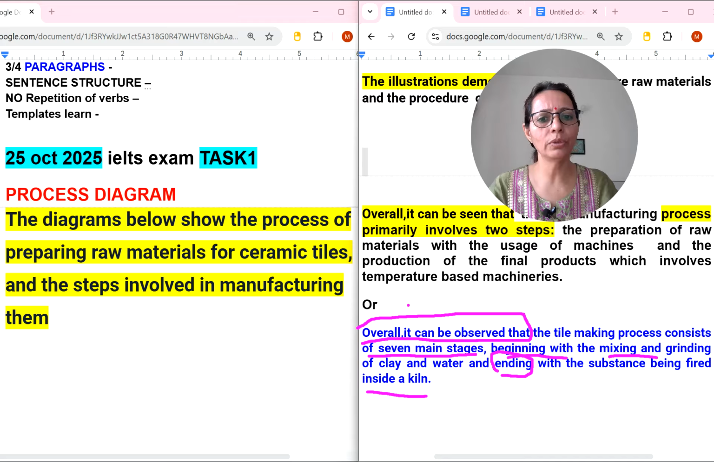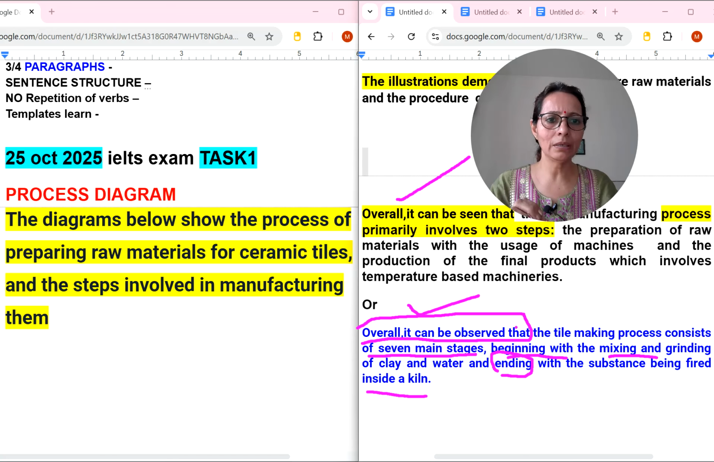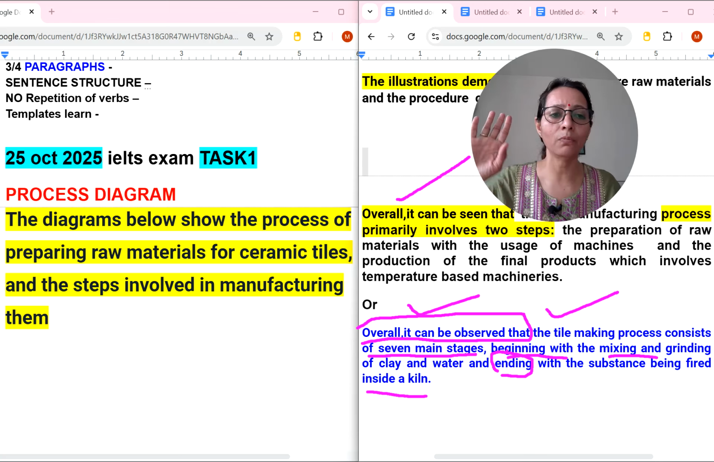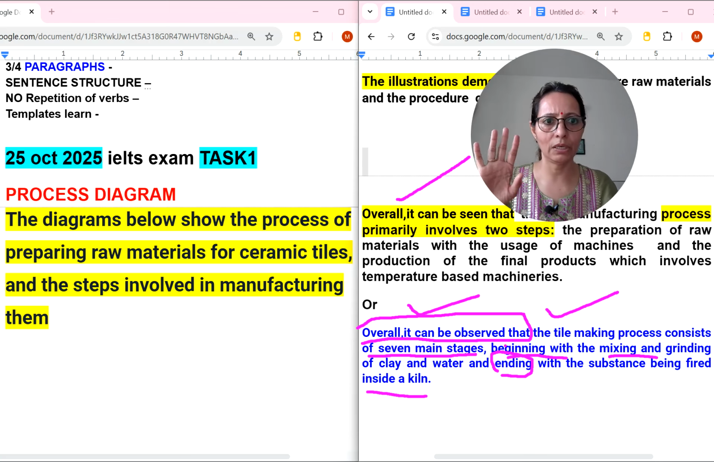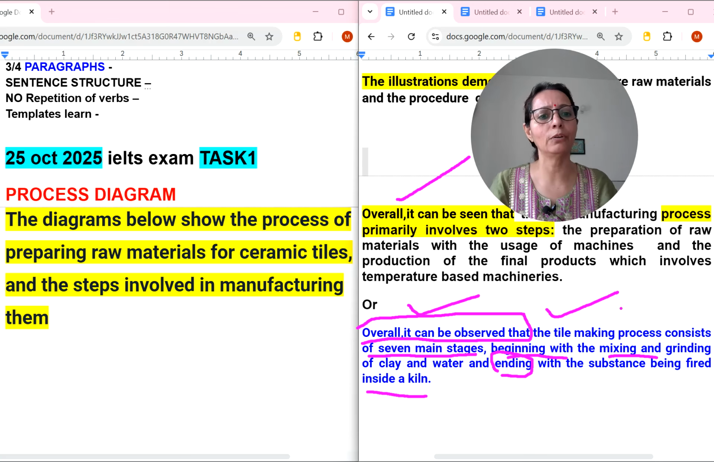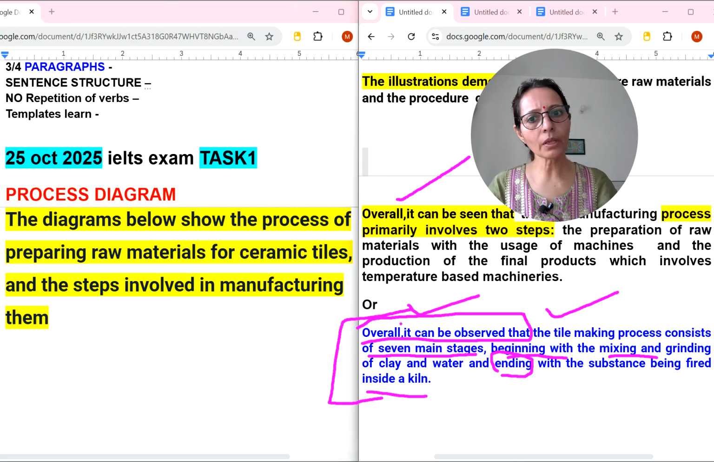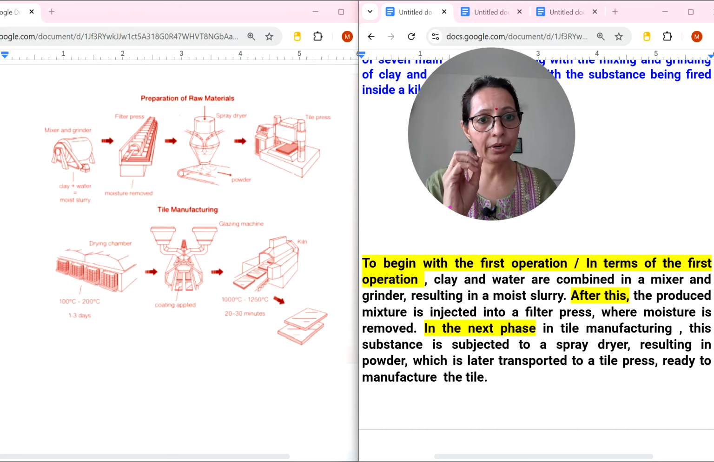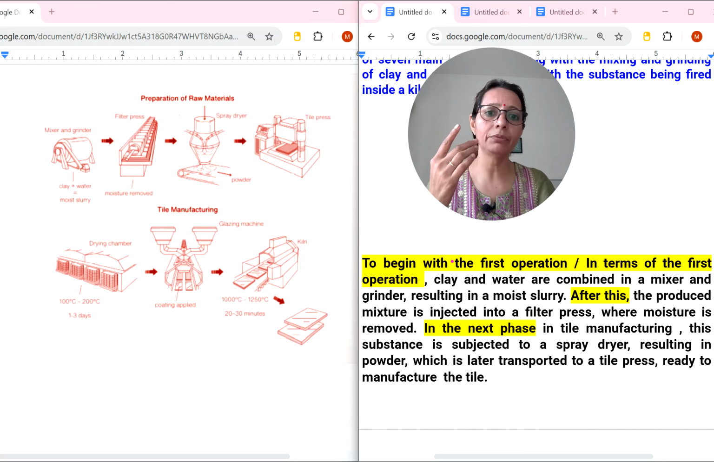So that's the thing, you can opt for this kind of overall paragraph or you can opt for the other kind. Basically, I majorly use this second kind of overall paragraph in all my videos, in all my writing task 1 process diagram answers. You can see I write this kind of overall paragraph every time. Now coming to body paragraphs. How will we write the body paragraphs? First the introduction paragraph, second the overall paragraph, and then this is body paragraph 1, we can say.